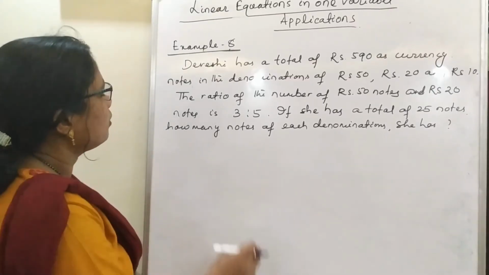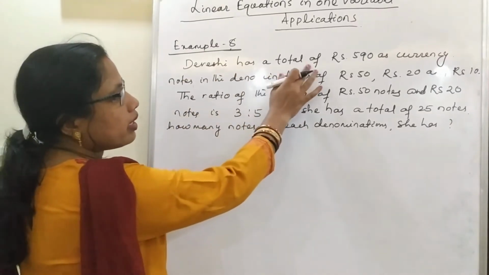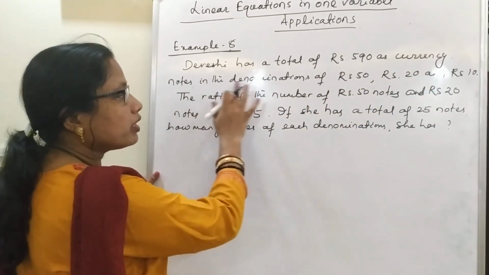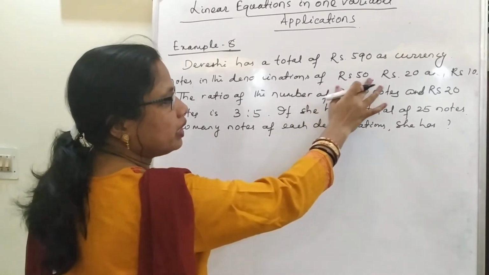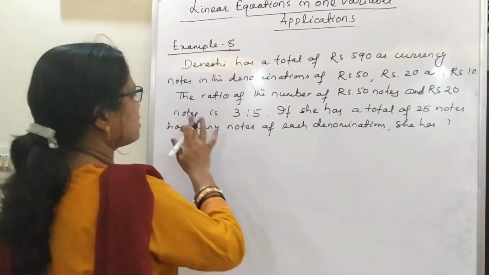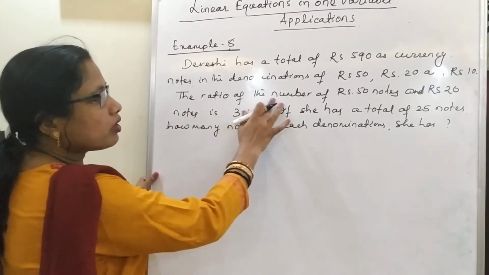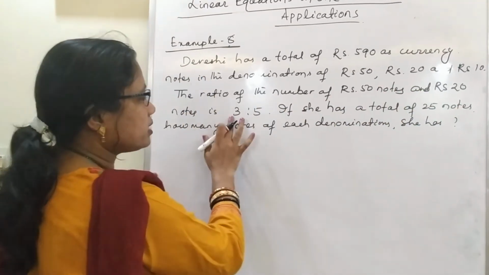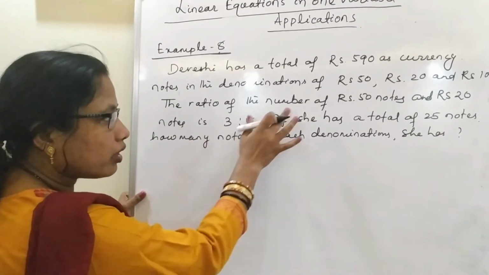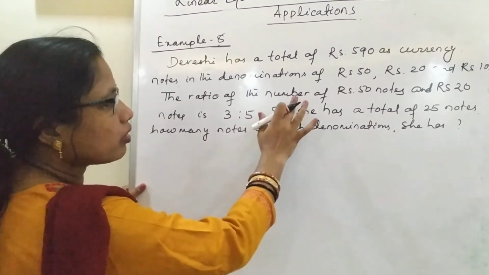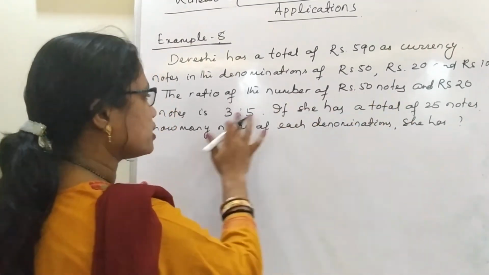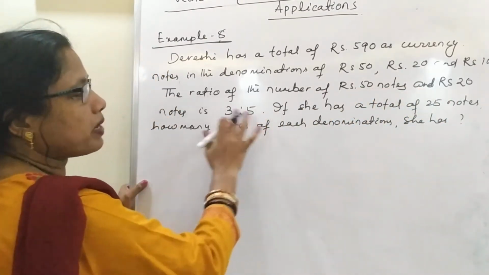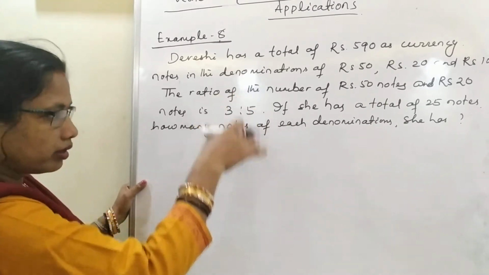Next example, Devasi has a total of rupees 590 as currency notes in the denominations of rupees 50, rupees 20 and rupees 10. The ratio of the number of rupees 50 notes and rupees 20 notes is 3:5. So here we will take, let the number of rupees 50 notes be 3x and the number of rupees 20 notes be 5x. Then we will calculate further.